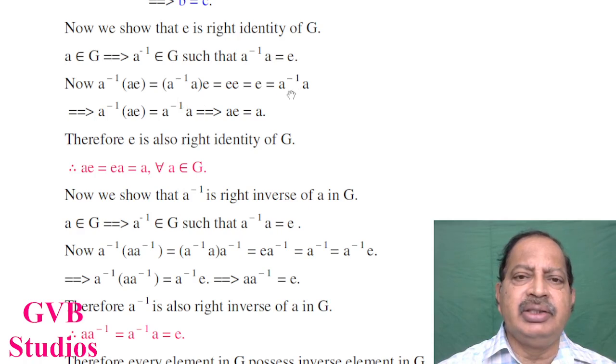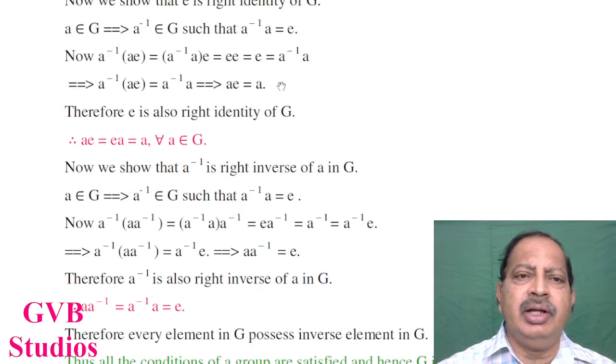And again I will write e as a inverse a from this, e = a inverse a. Thus we have, here it is a inverse(ae) and here it is a inverse a. For this equation, on the left side we can see a inverse and a inverse. So as we have proved above, the left cancellation law holds good in G. So we can cancel a inverse on the left side.